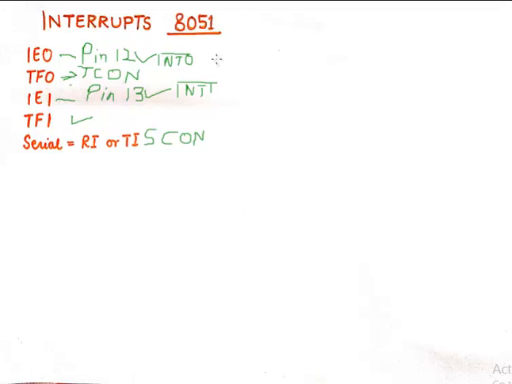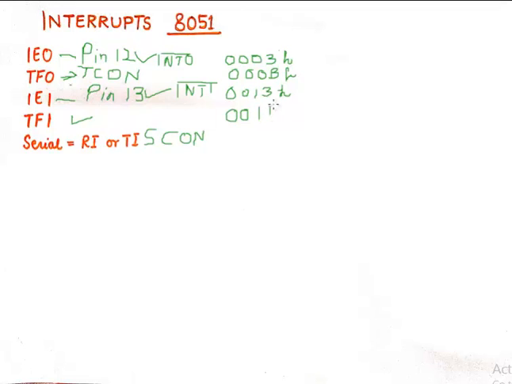When IE0 is encountered, it takes the microcontroller to 0003H. When TF0 is encountered, it takes the microcontroller to 000BH. For IE1, it takes the microcontroller to 0013H. So you'll see that technically there is a difference of 8 bytes between the vector addresses of one interrupt and the next. TF1 will take you to 001BH.